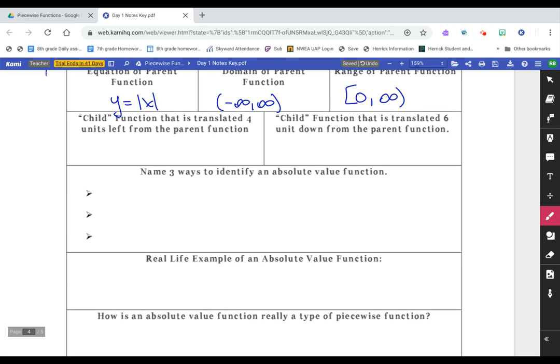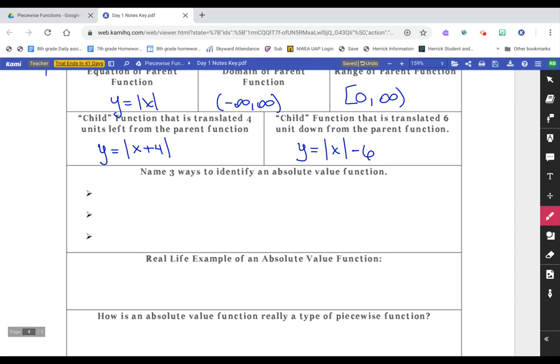If we're going to write a child's function that is translated 4 units left, we're going to take y is equal, and we have the absolute value sign. Now left and right go inside the absolute value sign. And if it's left, it would be addition. So that would be translating it 4 units left. If we want to translate the parent function 6 units down, we would take the absolute value of x, and up and down get added and subtracted outside of the absolute value. Down would be subtraction, and we would do 6 there.